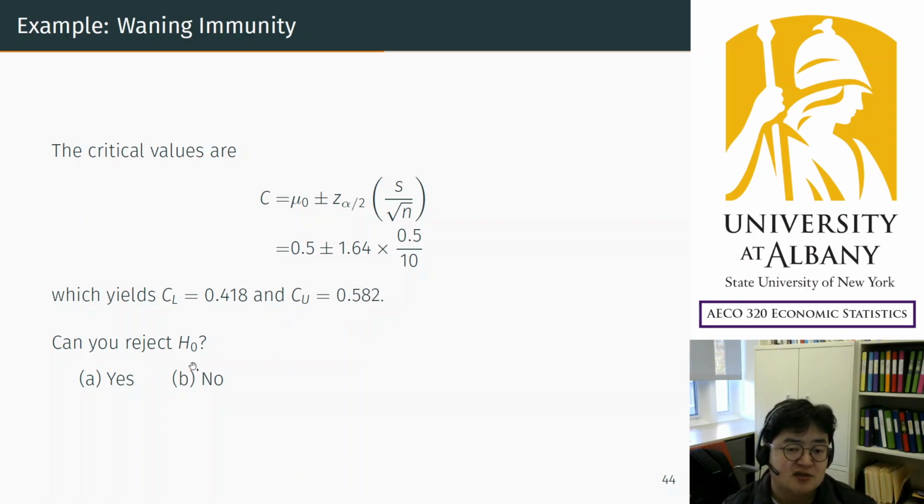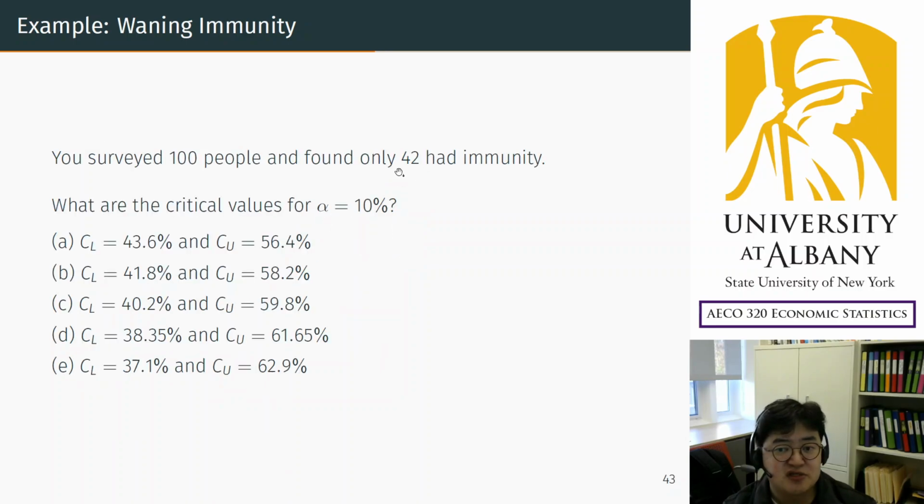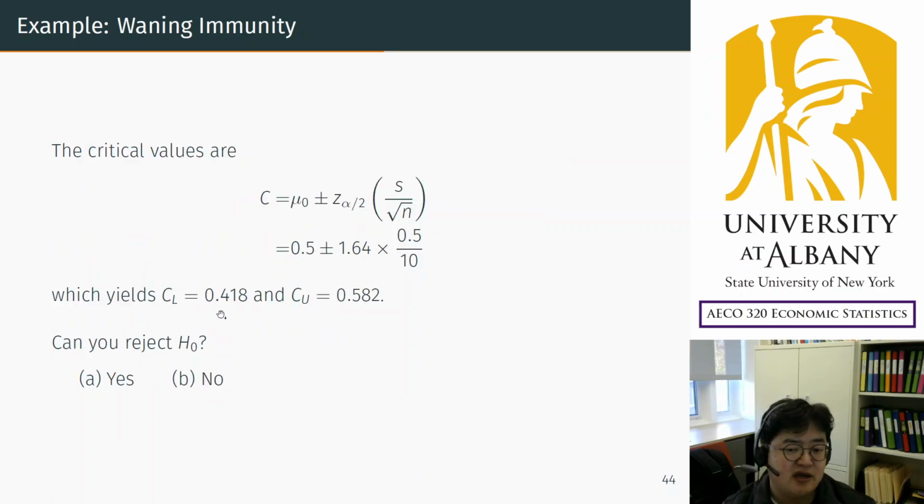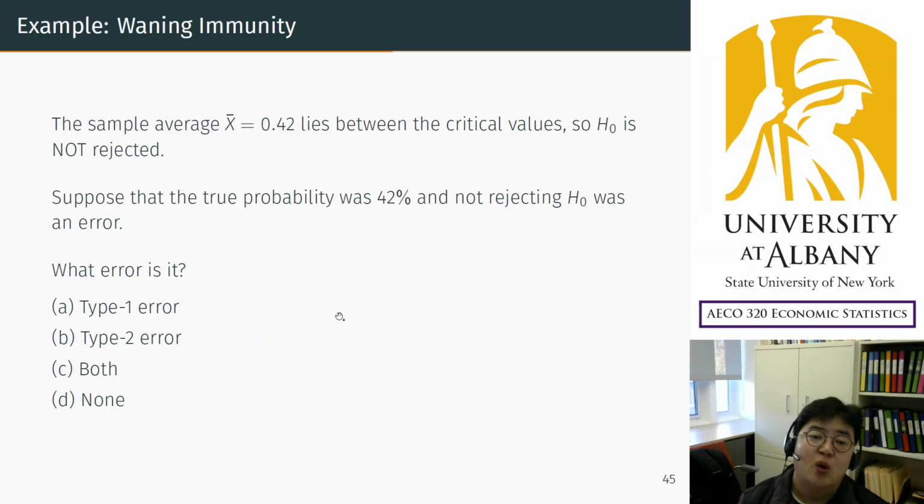So do you reject? Your observation is 42 out of 100. Given these critical values, do you reject or not? The answer is no. So 42% is in between these two numbers. 42% is greater than this lower critical value. So the answer is no, or your sample is within the critical values. I will put it this way: you did not reject the null hypothesis.